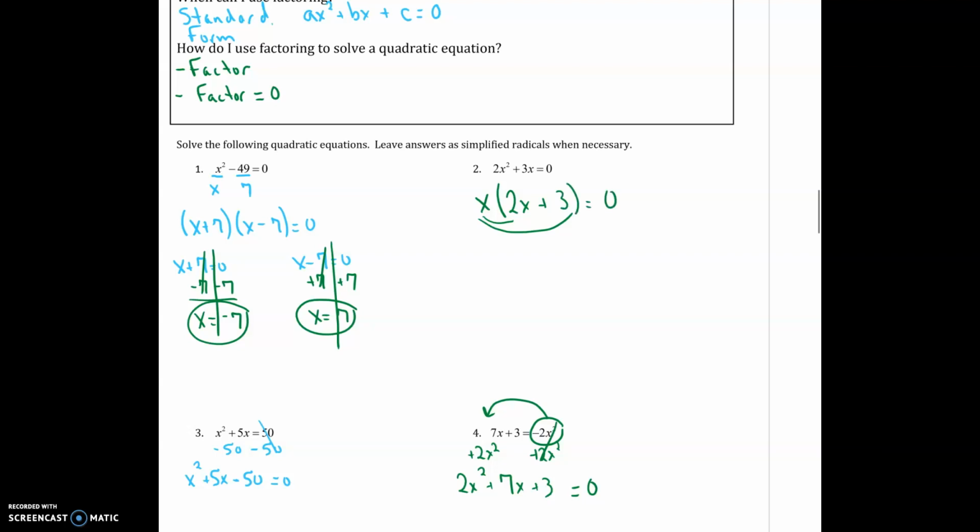And now I'm going to take each factor and set it equal to 0. So I'll take this factor, set it equal to 0. I'll take this factor and set it equal to 0. And then I'll solve. So the nice thing about the first one is it's actually solved.